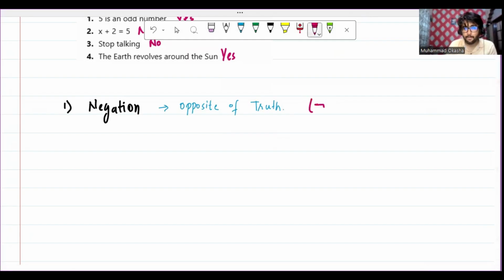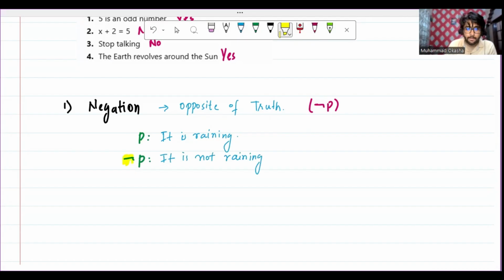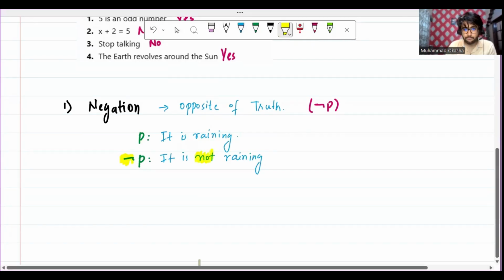We represent negation by this symbol. We draw a line like this. This is the symbol of negation. So for example, let P be a proposition. I normally use P and Q to represent propositions. P is the proposition that it is raining, for example. It is a proposition, it's either true or false, right? What would be the negation of P? Negation of P would be: it is not raining, right? So the negation is represented by this word not. Negation means to negate a statement, right? As simple as that.